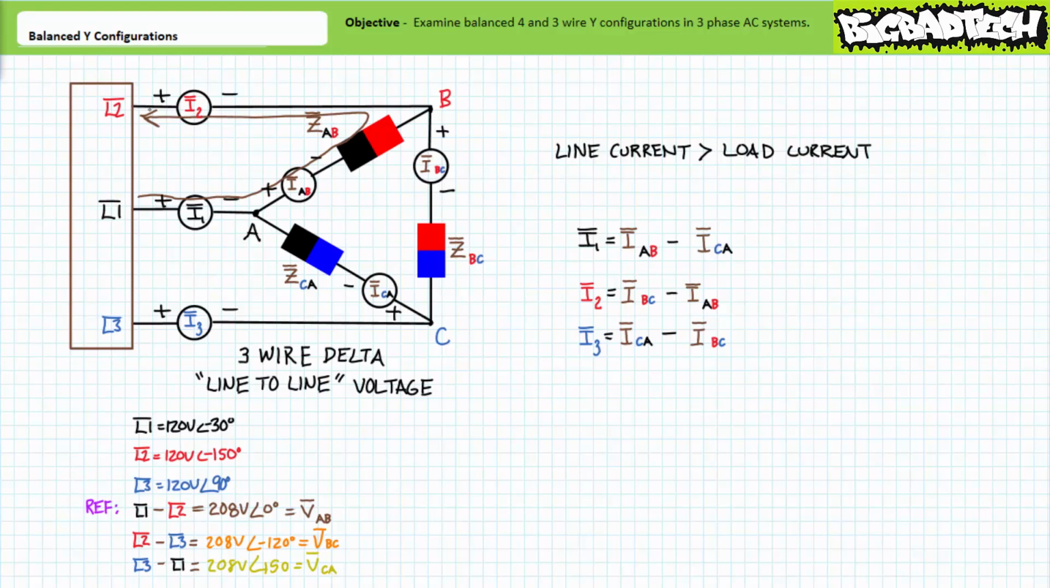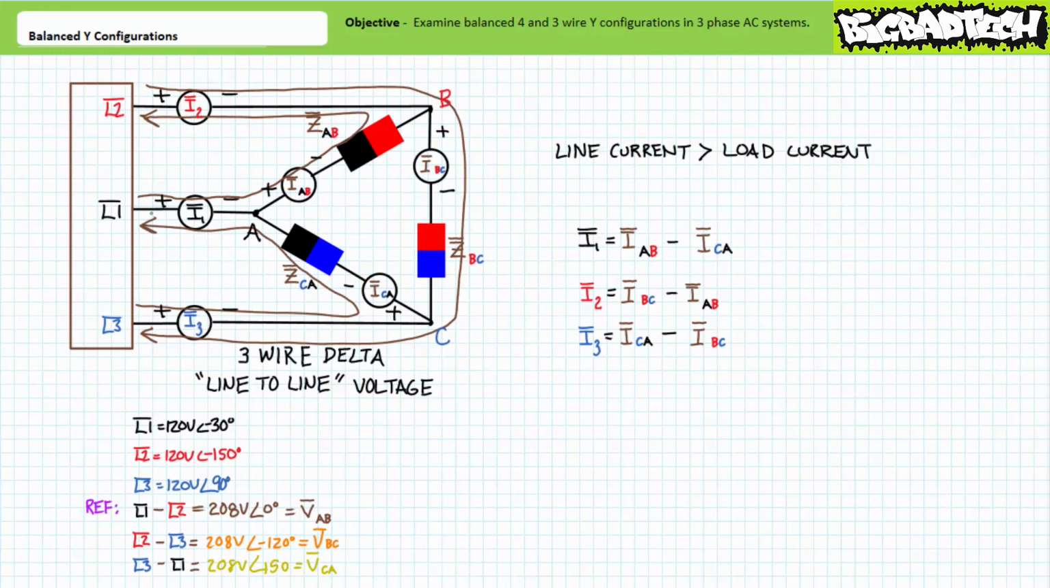Current IAB travels through the ammeter on line 1 left to right, through load impedance ZAB from A to B, and through the ammeter on line 2 right to left. Similarly, current IBC travels through the ammeter on line 2 left to right, through load impedance ZBC from B to C, and through the ammeter on line 3 right to left.